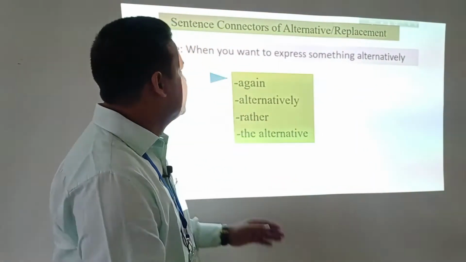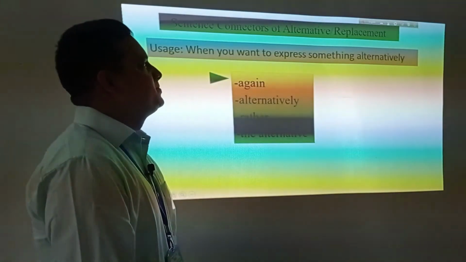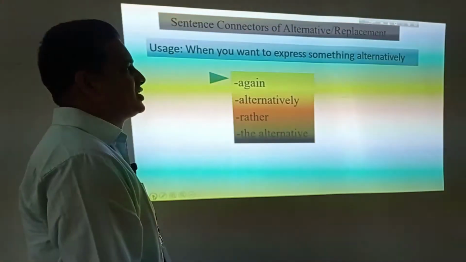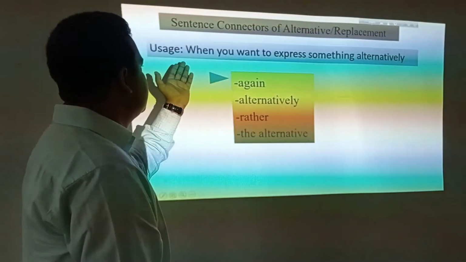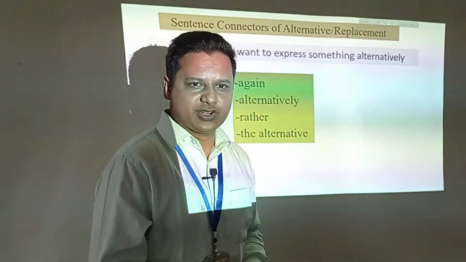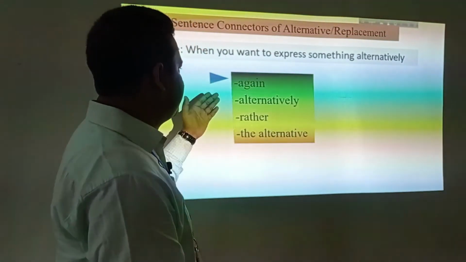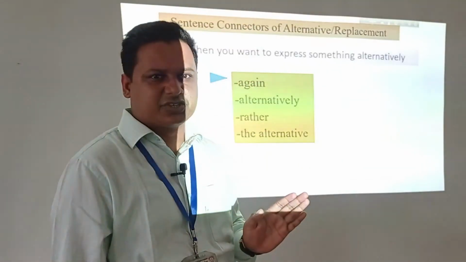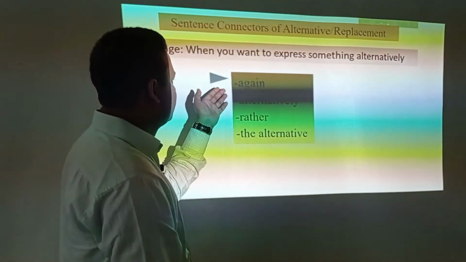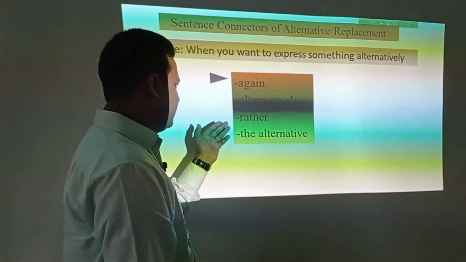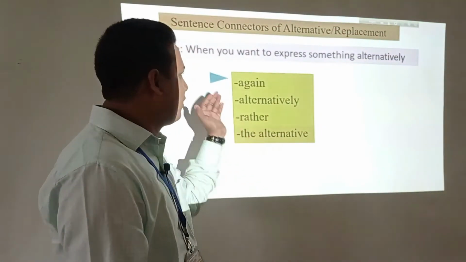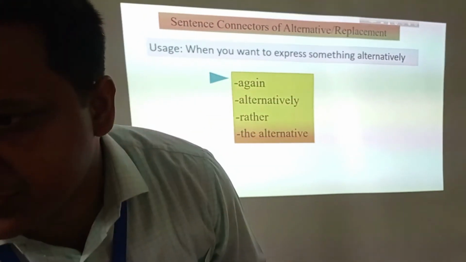Dear students, sentence connectors of alternative or replacement. Uses of sentence connectors of alternative or replacement. When you want to express something alternatively, you can use this type of sentence connectors, these words or phrases. The words or phrases are "alternatively", "rather", "the alternative". Let's see examples of sentence connectors of alternative or replacement.